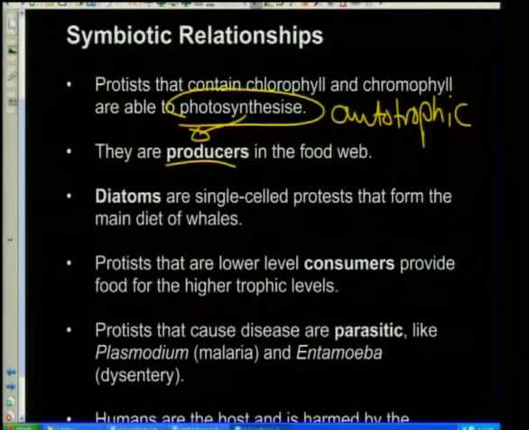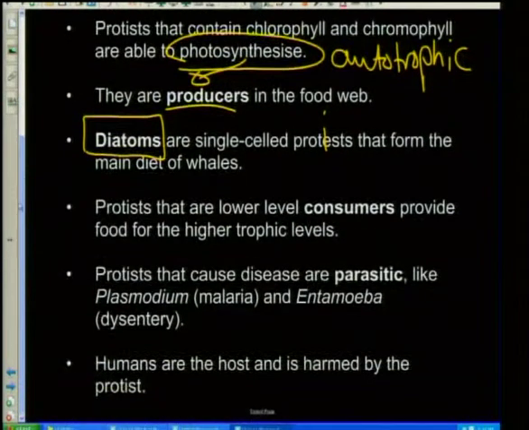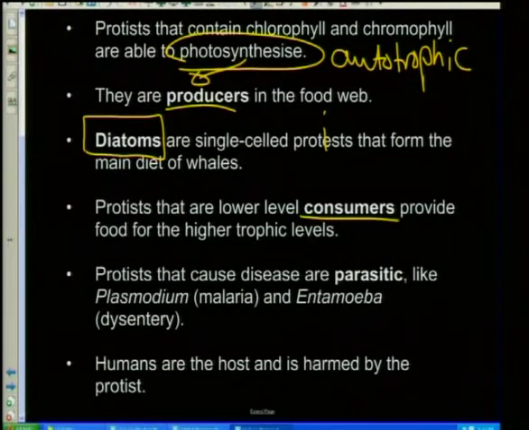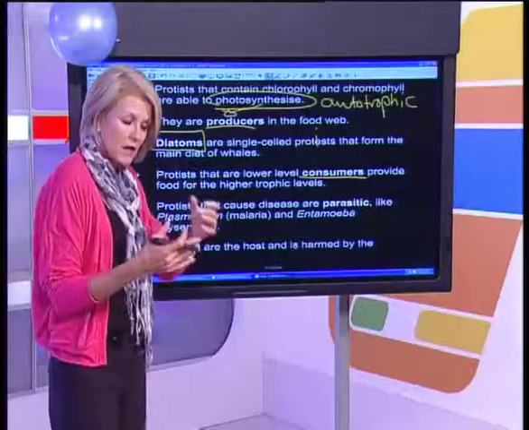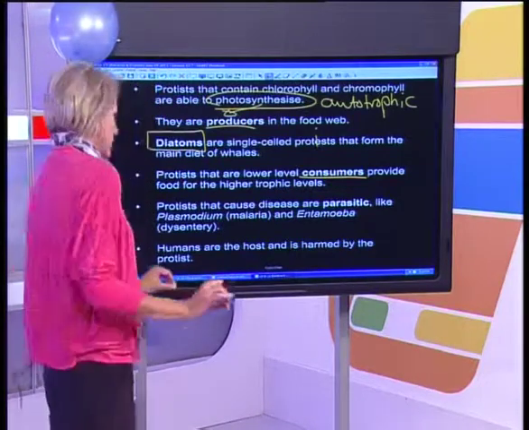Now, your diatoms. All right, di means two. So your diatoms are your single-celled little protists. And what they do is, that's the main diet of whales, which I told you earlier. They're also on the lower level of the consumers. So your little protist animal cells, like amoeba, will be the first lot of consumers, the most basic consumers you can get.